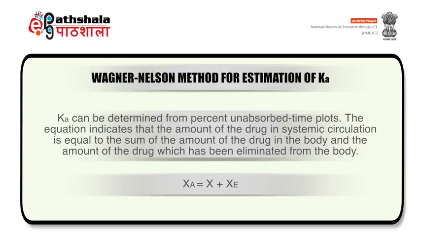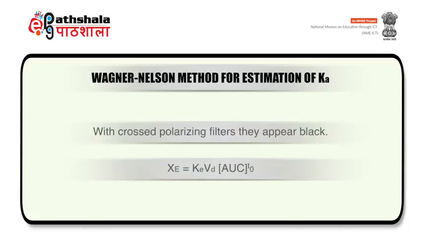The equation indicates that the amount of drug in the systemic circulation is equal to the sum of the amount of drug in the body and the amount of drug which has been eliminated. Consequently, Xa, the amount absorbed, is equal to X, the amount in the body, plus Xe, the amount eliminated, where X is nothing else but VdC, and the drug amount eliminated at any time t can be given as Xe is equal to KeVd into AUC 0 to t.